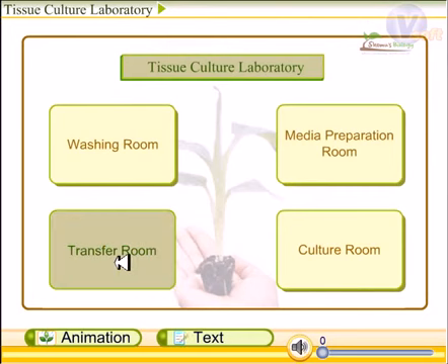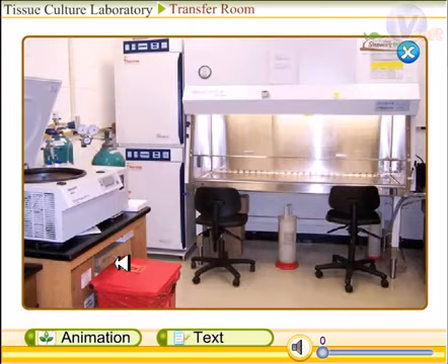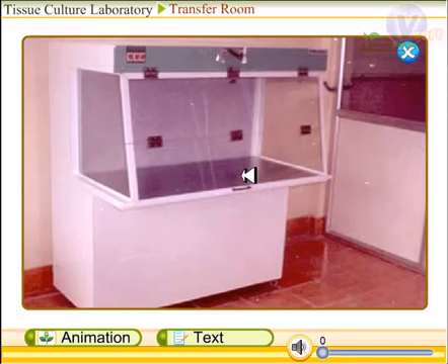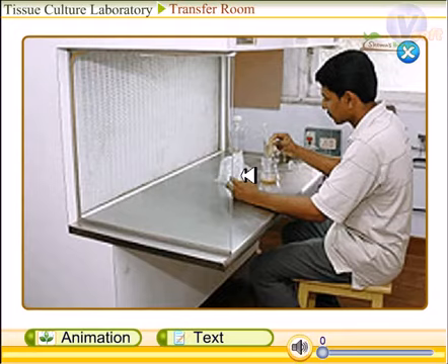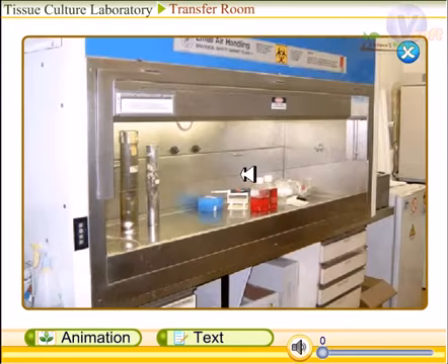Then finally we will look at the transfer room and how it is done. In the transfer room we have a laminar air flow cabinet, which is really important. Continuously, air in the cabinet is exhausted through the filter. We'll be seeing it later.